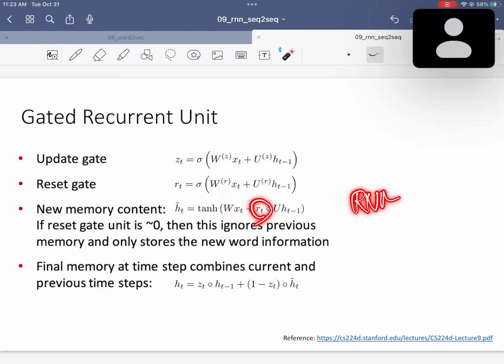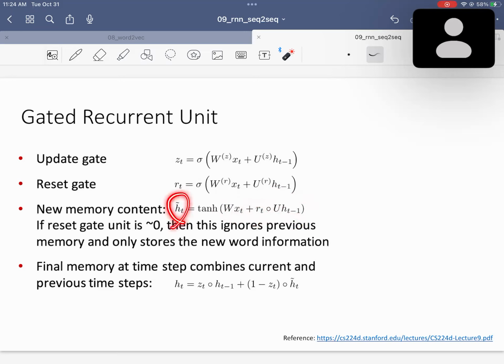But there's the reset gate with an element-wise multiplication, or Hadamard product. If the reset gate is close to 0, this ignores the previous memory, because that term goes to 0, which means only the other term survives, so H tilde is decided based on the current input only. Only when R_t is close to 1 does H tilde include both x_t and h_{t-1} at the same time. So R_t is the reset gate.